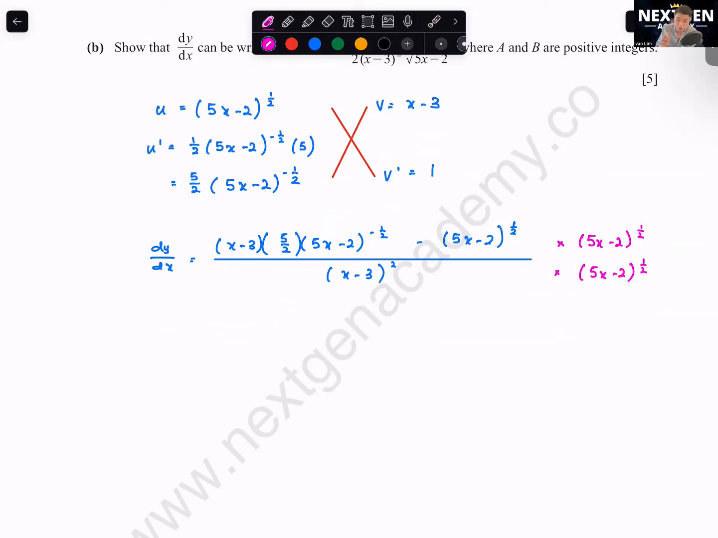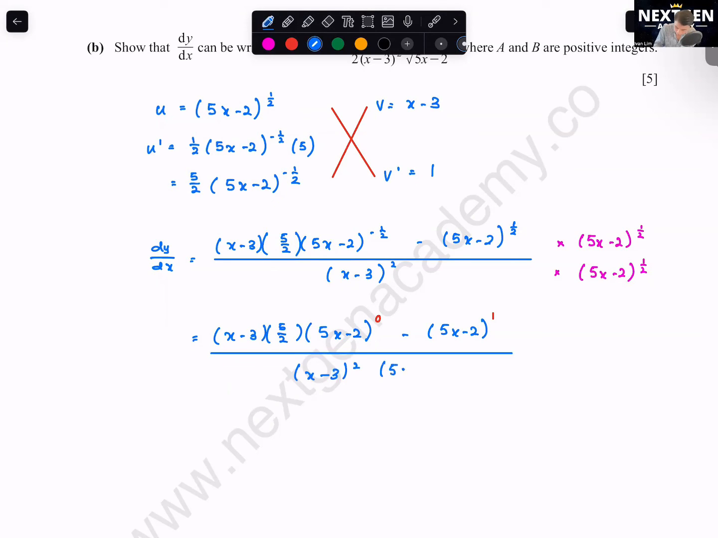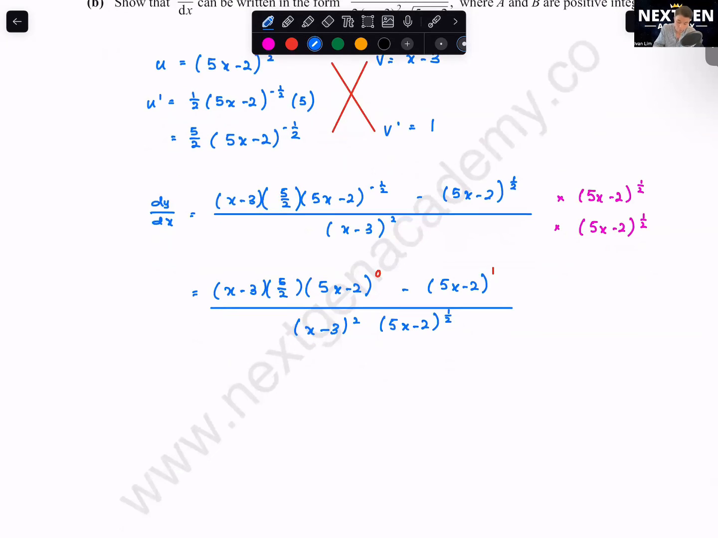Okay, I want you all to just focus on the 5x minus 2 term. Other things you don't touch first. So here, you will get (5x minus 2) to the power of negative 1 over 2 plus 1 over 2. Here you get 0. Here, (5x minus 2), 1 over 2 plus 1 over 2, you will get 1. And then your denominator part, now your 5x minus 2 exists already. Understand this part? Go and simplify this first. (5x minus 2) to the power of 0 will become 1. So this one just becomes 1. That's right, I cancel it off.